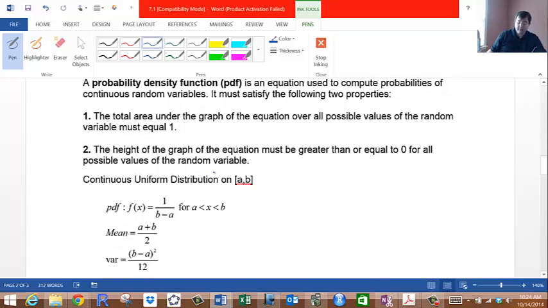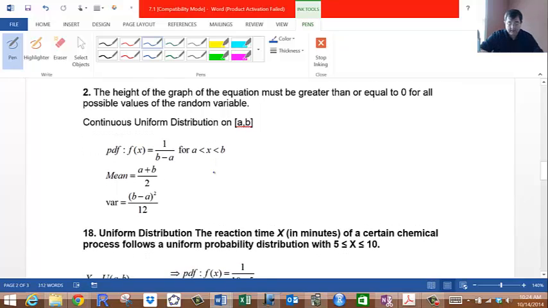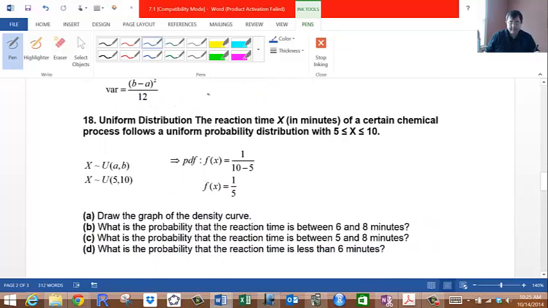So continuous uniform distribution is what we're going to look at. And the only thing we want to pay attention to here is that the density function is 1 over b minus a, and it's defined on this interval from a to b. So let's look at some examples here.